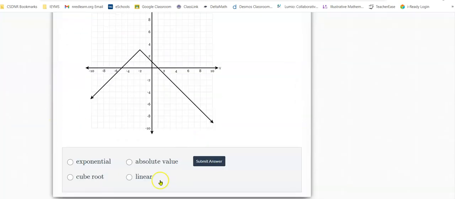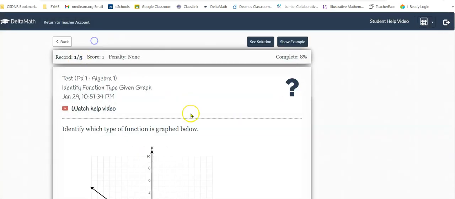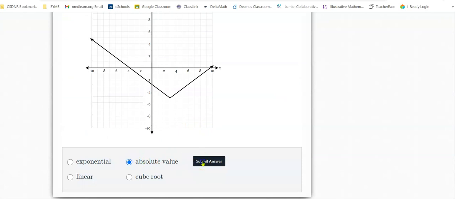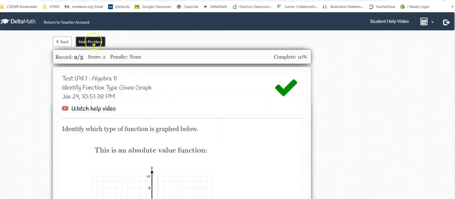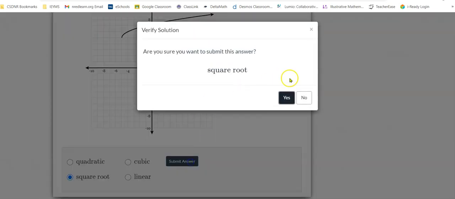This one on identifying functions we've been doing for a long time, so hopefully you are feeling very confident about your skills in identifying shapes of graphs and naming their styles, right? This one is a square root function because it has an endpoint with only one arrow.